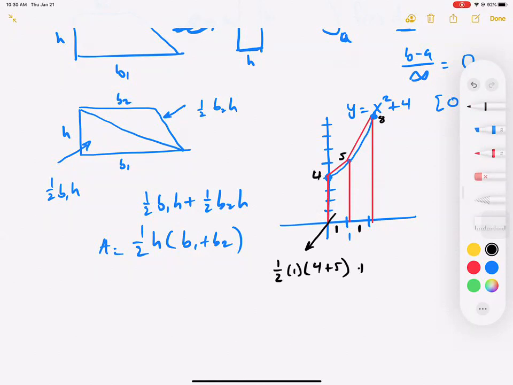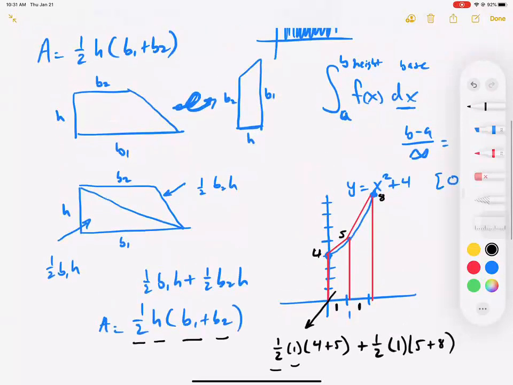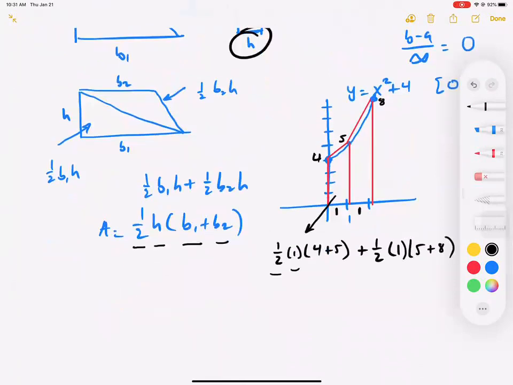For my second trapezoid, we repeat the equation: 1/2 base, which is 1 here, and then we look at 5 and 8. Wait, why do you multiply by 1? Look back here. The area of a trapezoid is 1/2 height times (b1 plus b2). The height here is tilted. We mentioned before we're going to tilt our height over. That's really our quote-unquote new base, and in this example it was 1.